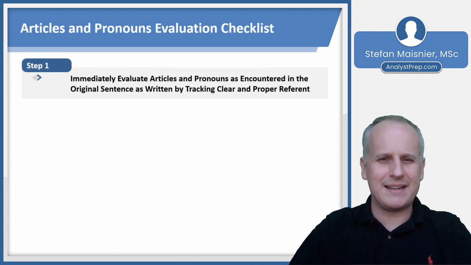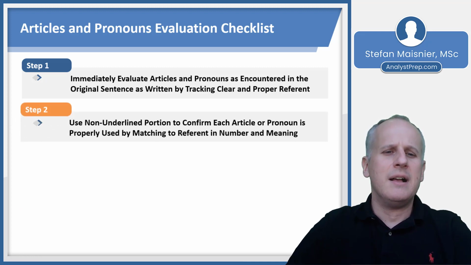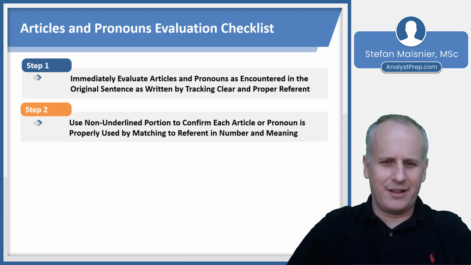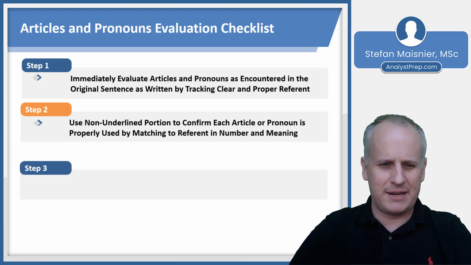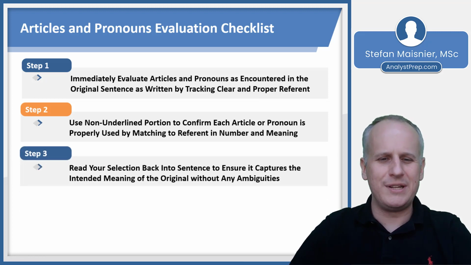So, to identify pronoun and article issues, first, immediately evaluate articles and pronouns as they're encountered in the original sentence, as written, by tracking their clear and proper referent. You'll then want to use the non-underlined portion to confirm that each article or pronoun is properly used by matching it to that referent in number and in terms of meaning. And of course, always read your selection back into the sentence to ensure it captures the intended meaning of the original without introducing or perpetuating any ambiguities.